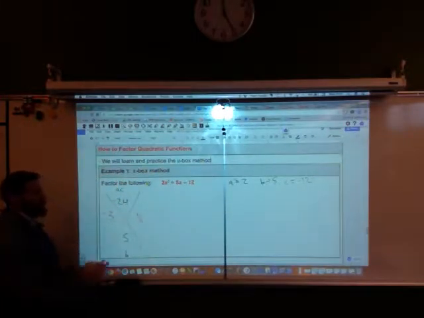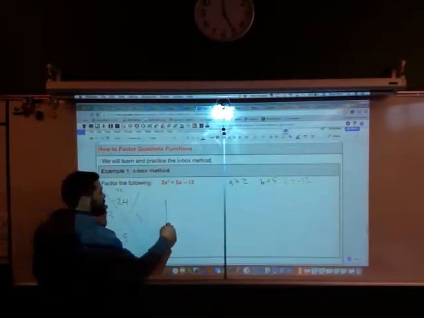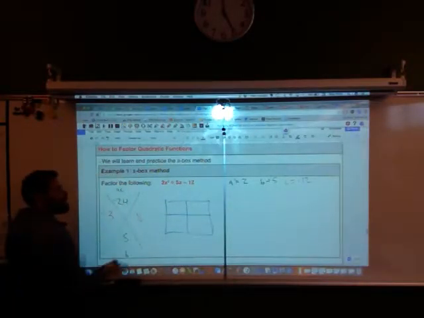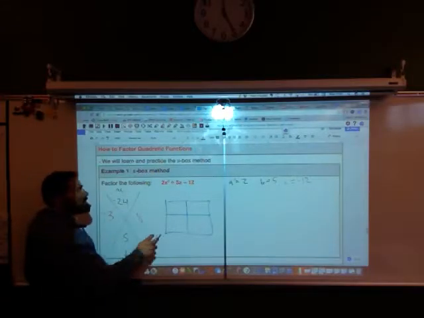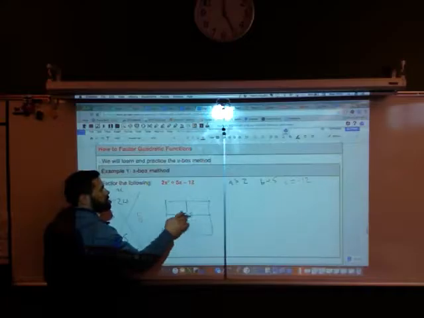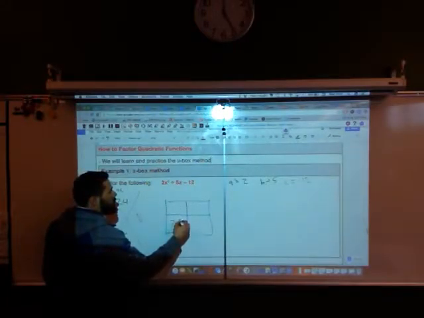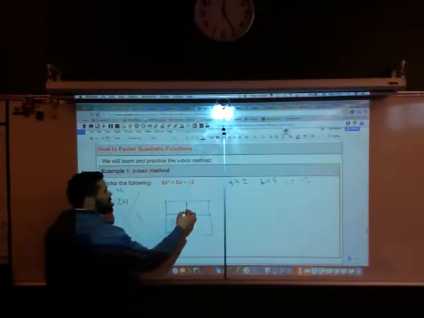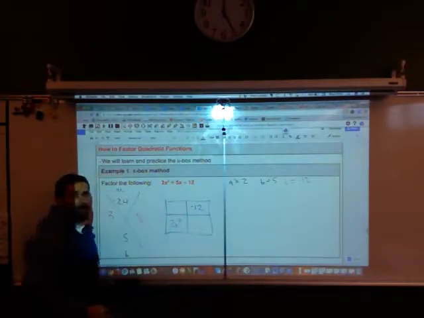I'm now going to create my box. It's the Xbox method. So there's my box. There's my x, there's my box. What I'm going to do to the box, this ax squared, it's got to go in one of these corners. I like to put it in the bottom corner. And then the c value has to go in the opposite corner. So in this case it would be up here at the opposite corner.